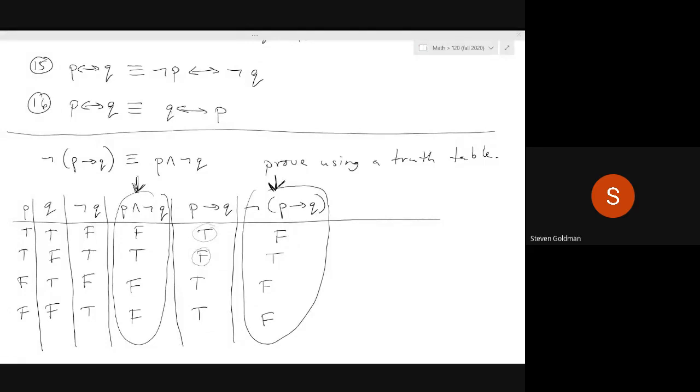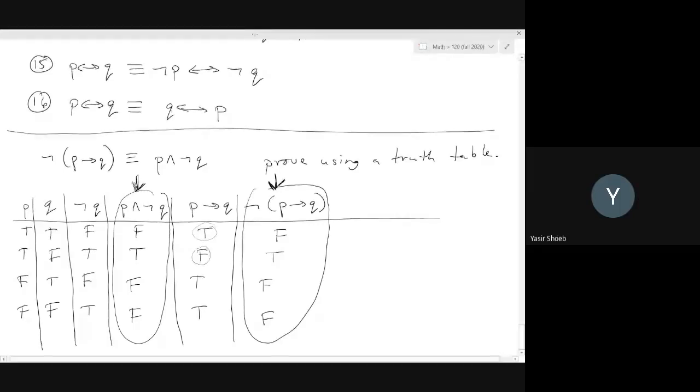Sir, I had a question. Yes, go ahead. Third row, P given not Q is false, false. Oh, never mind. Sorry. Got it. You see it? Yeah, got it. Thanks. No problem.